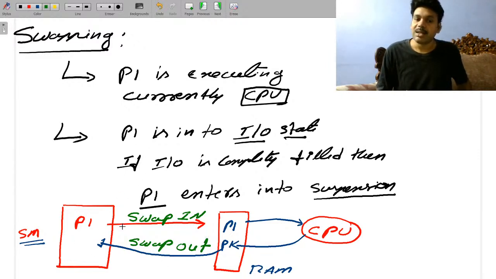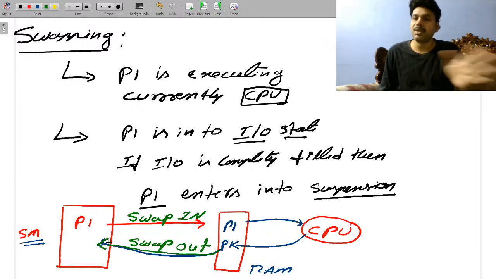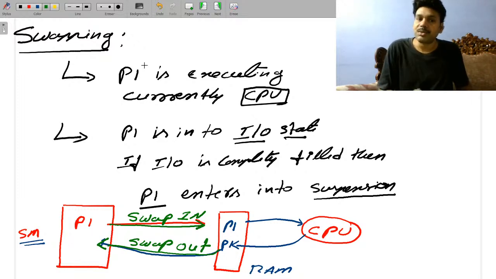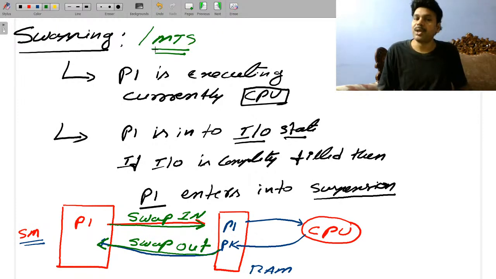Again, I am telling you, suspension and suspension resume. Please understand, suspension and suspension resume. Suspension is nothing but bringing the process from your main memory and keeping it in secondary memory. Therefore, the particular process is not in your main memory now. Once you resume back, then again the particular process will come and occupy your main memory. That's called swap in. So this swap in and swap out is done by the swapper component. So that is done by the midterm scheduler. So please observe here, what is a swap in and a swap out.